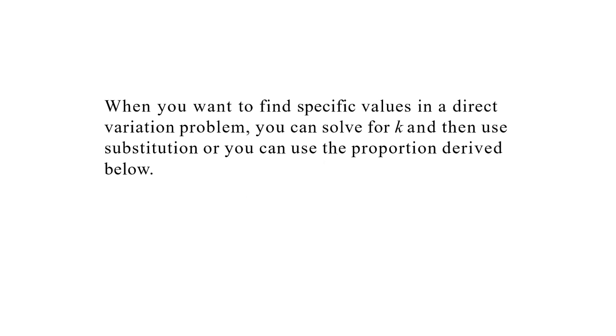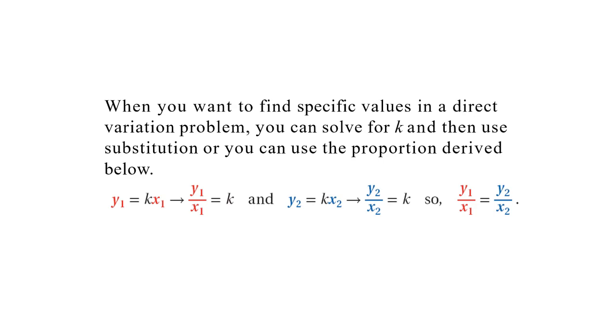If you want to find specific values in a direct variation problem, you can solve for k and then use substitution, or you can use the proportion derived below. y sub 1 equals k x sub 1, or it is the same as y sub 1 over x sub 1 equals k. And y sub 2 equals k x sub 2 is also the same as y sub 2 over x sub 2 equals k. If k sub 1 equals k sub 2, therefore y sub 1 over x sub 1 is also the same as y sub 2 over x sub 2.